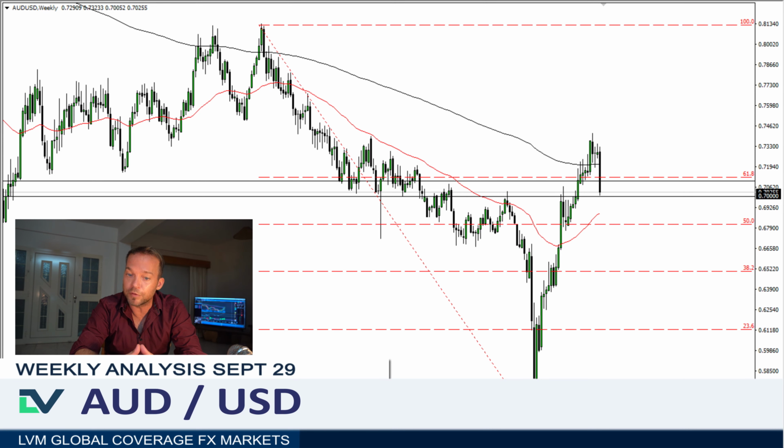On the other hand, if the market was to break down below the 0.70 level, then it is likely going to look towards the 0.69 level. More likely than not, the market is going to rally before fading again.